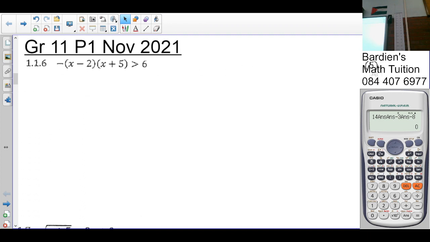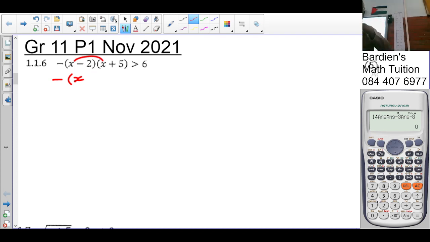Question 6, for 5 marks. This is your inequality question. You must get this in every major exam. Okay? It's going to be a minimum of 4 marks. So, what we do first is to get rid of the brackets. So we multiply in. I get x squared.